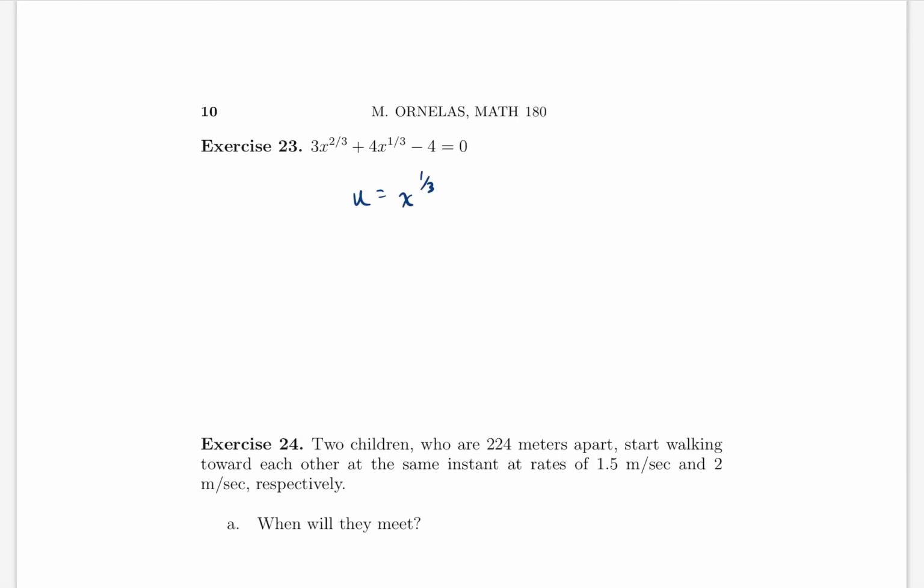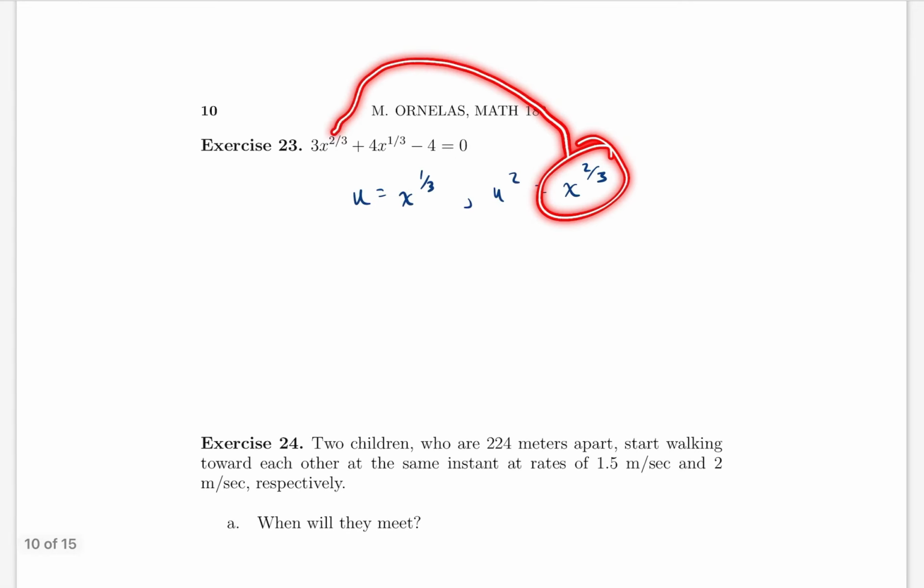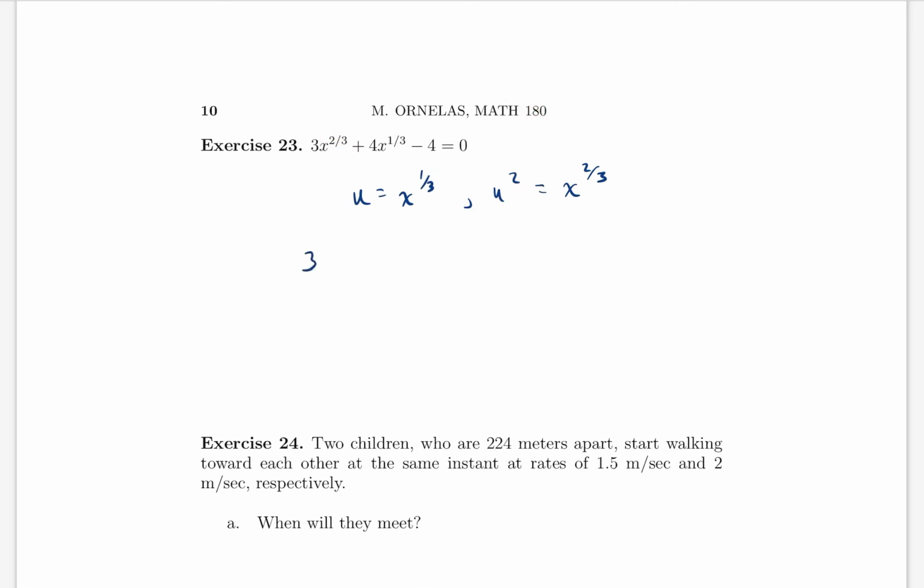And then if you square both sides, you're going to get u squared equals x to the 2/3. And now you see that this is exactly the same as that. And so now you can do a substitution, and you're going to have a quadratic. 3u squared plus 4u minus 4 equals 0. All right, and now we can do our diamond.